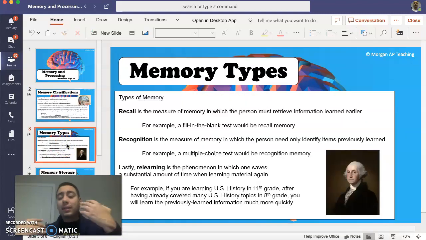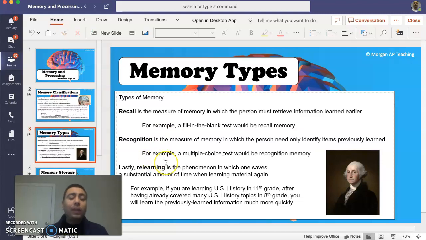Now, let's dig a little deeper. There are certain kinds of memory, right? We have recall memory and recognition. So recall is a measure of memory in which a person must retrieve information learned earlier, for example, an FRQ test or an open-ended test. This is testing for your recall. A recognition style of memory is more associated with multiple choice type of testing. So whenever you try to differentiate recall and recognition, try to remember recall is more like FRQ, open-ended, and recognition is more about recognizing. So you have to have something there to circle it.